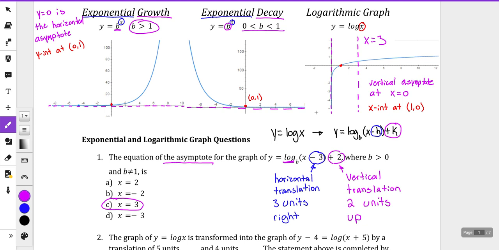The 2 up makes no difference, right? The vertical asymptotes go forever up and down. So you just moved an infinite line more upwards. It doesn't really make a difference. So really all that mattered there was the 3 to the right. Cool.